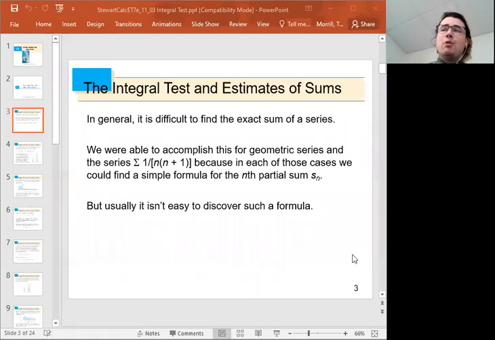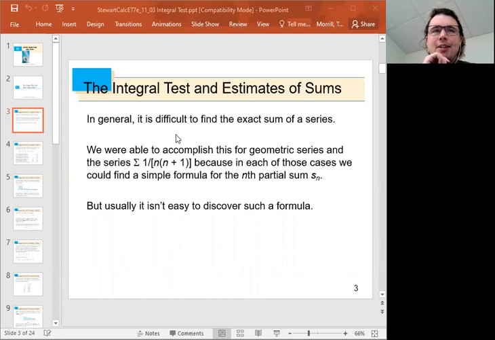Now, the whole problem with series is that there's a lot of them, and they don't all have nice formulas to tell us whether or not they converge. So even something like the series taking the sum of 1 divided by n times (n plus 1), well, that almost looks like the harmonic series, but the denominator is different.